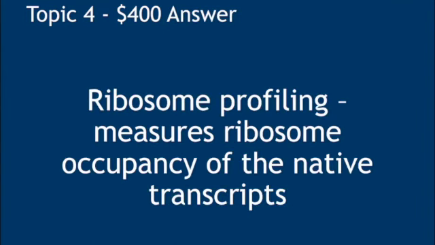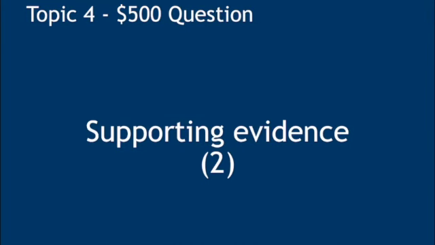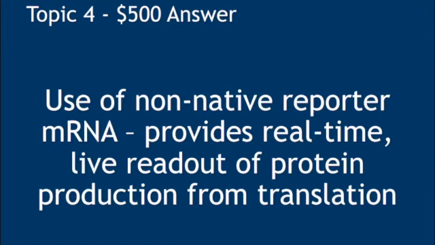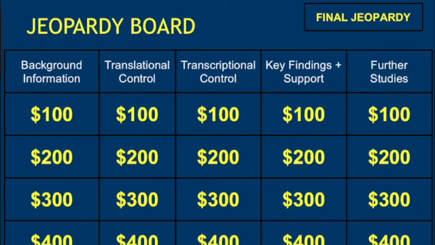So the supporting evidence for the major findings of the transcriptional and translational regulations basically comes from ribosome profiling, which is measuring the ribosome occupancy of the native transcripts, as well as the use of a non-native reporter mRNA, which actually provides real-time and live readouts of the protein production that results from translation.